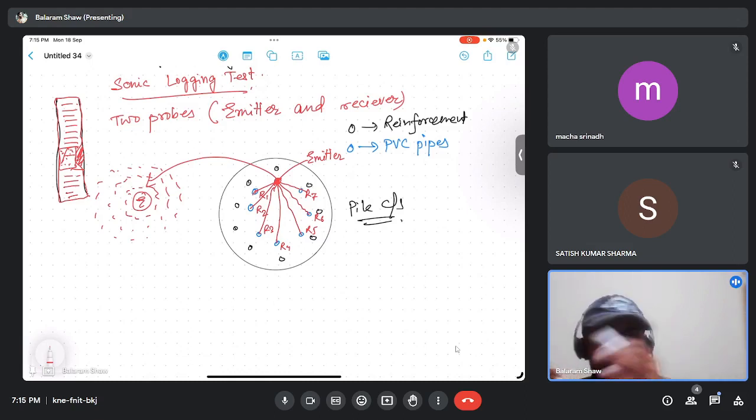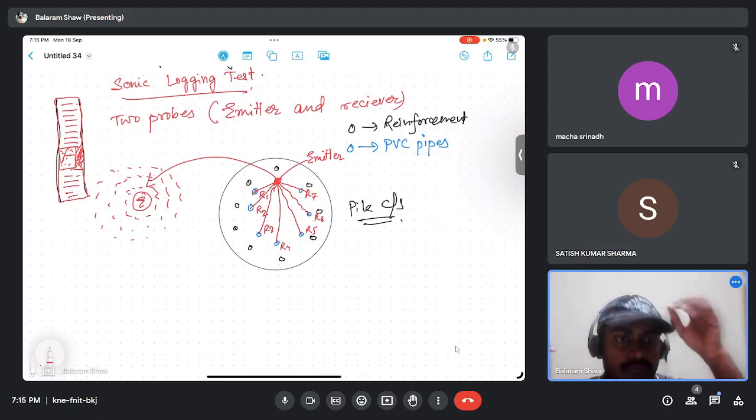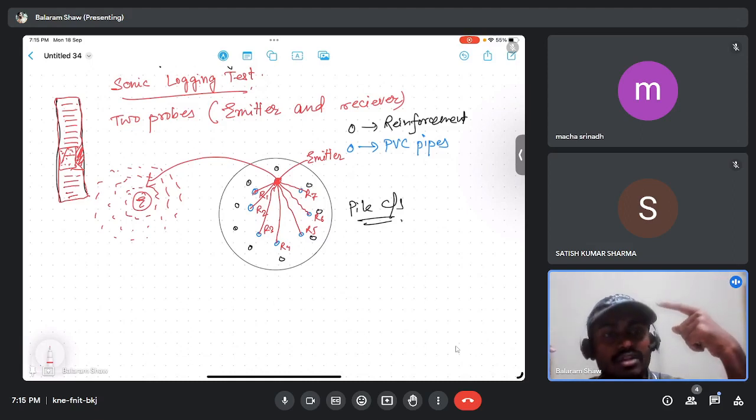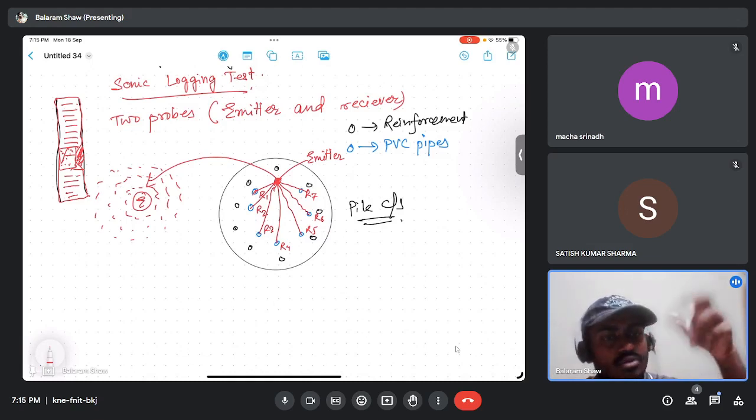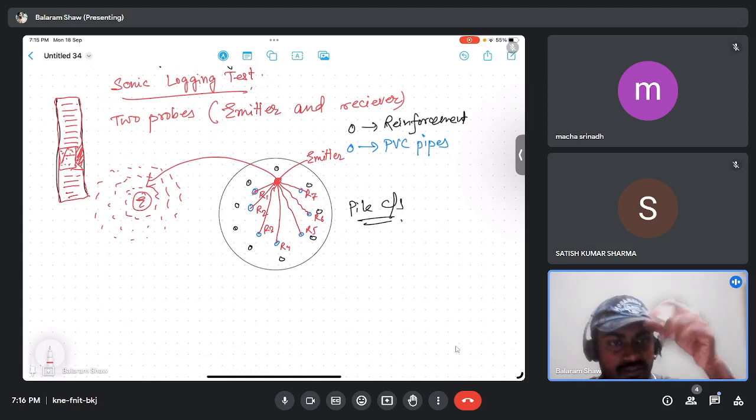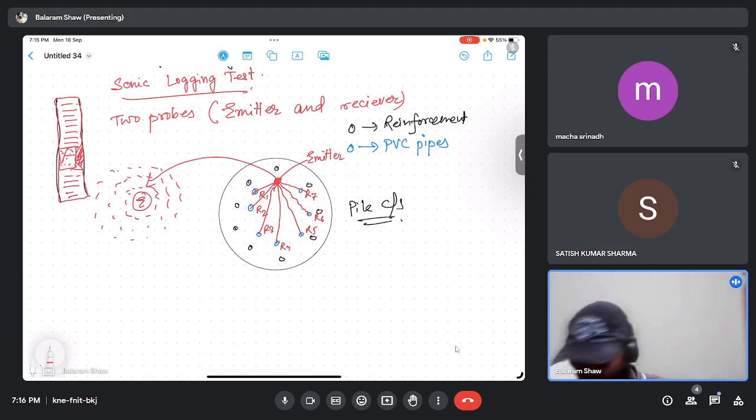Now based on the time of arrival, if the distance is more, the travel time of the waves will be more. It will also depend on whatever material we have in the pile. But mostly, if the same material is there, if the distance is more, the travel time for the waves will be more. So based on the travel time and the distance between the emitter and the receiver, the sonic wave velocity will be determined at the test depth.